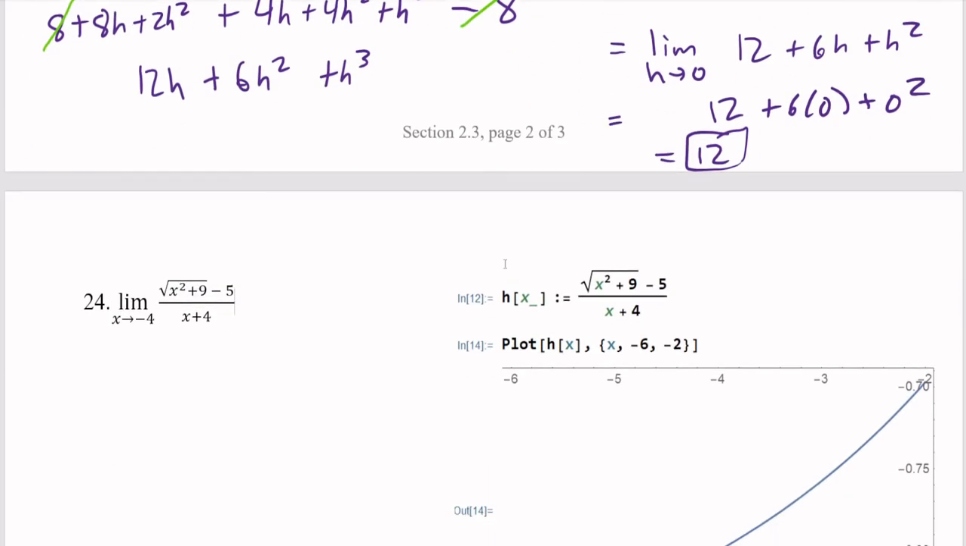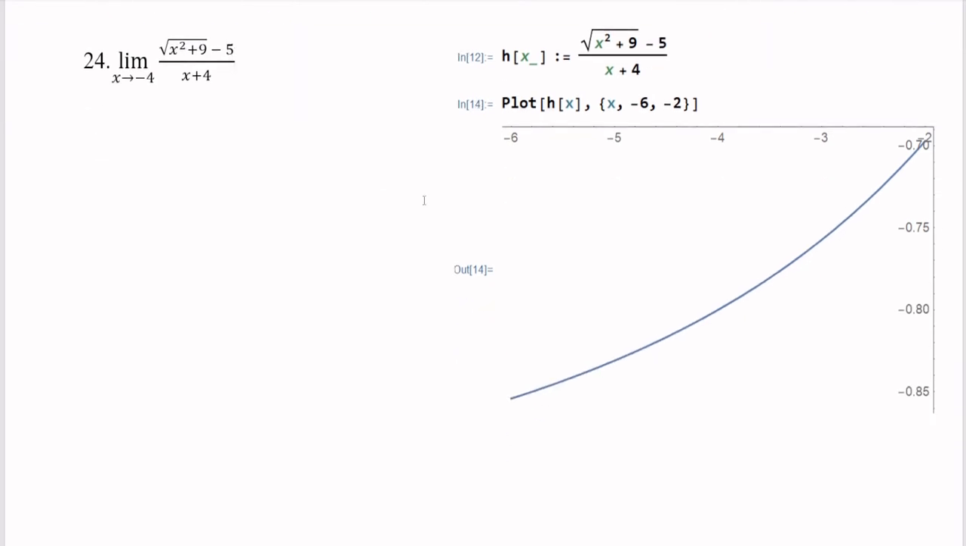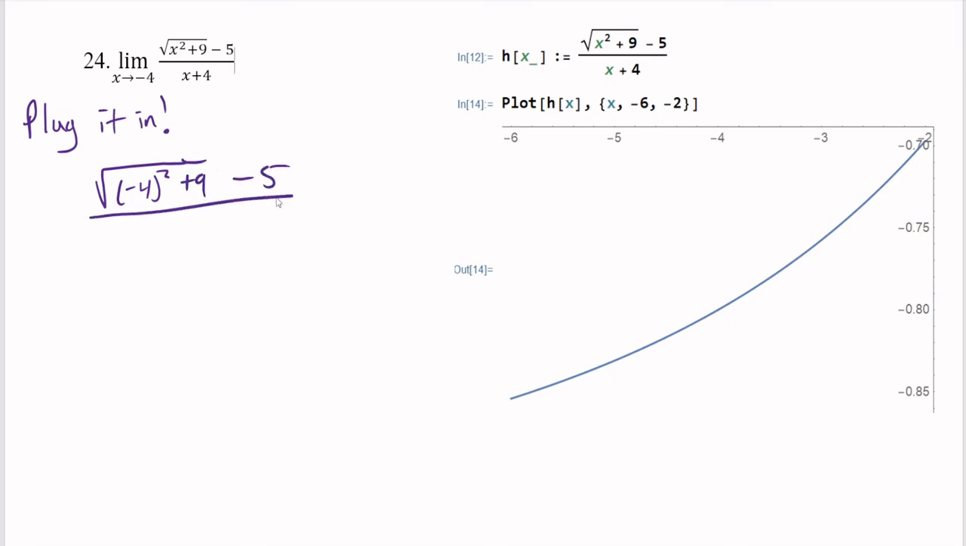All right, last one. So, you know, based on the pattern, you might say, I bet I know what's going to happen here. Plug it in. Well, we plug in, we're going to get negative 4 squared plus 9 minus 5 over negative 4 plus 4, and as you might guess, 0 over 0. Indeterminate form means get out your algebra skills, let's play around with this.